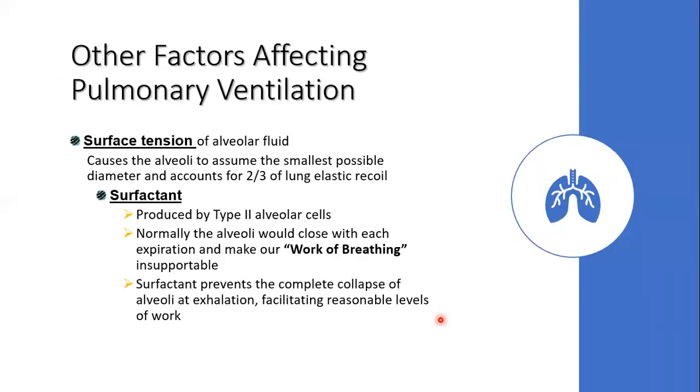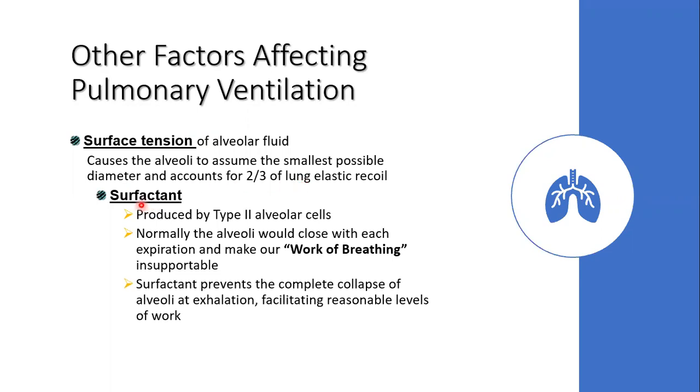Other factors that affect pulmonary ventilation or breathing is the surface tension of alveolar fluid. It causes the alveoli to assume the smallest possible diameter, and it accounts for 2/3 of the lung elastic recoil. So this surface tension, not only does it prevent collapse of the lung through the surfactant, but it's responsible for the elastic recoil of the lung.